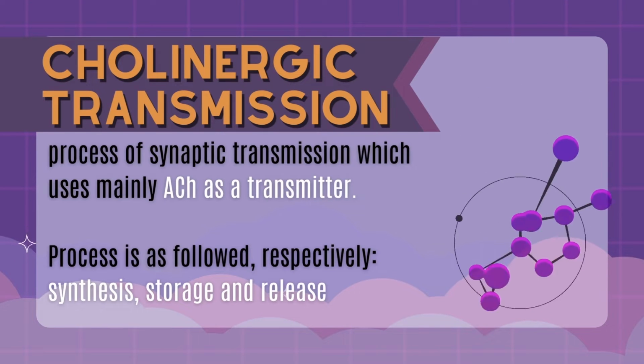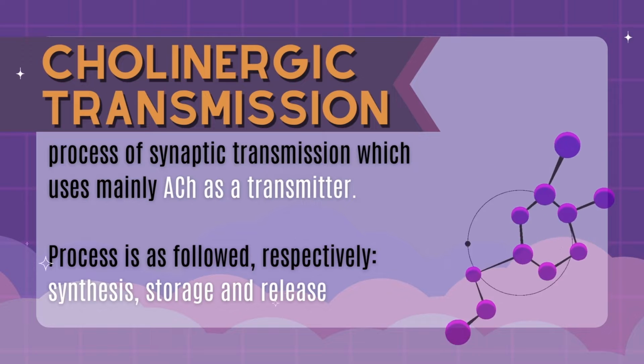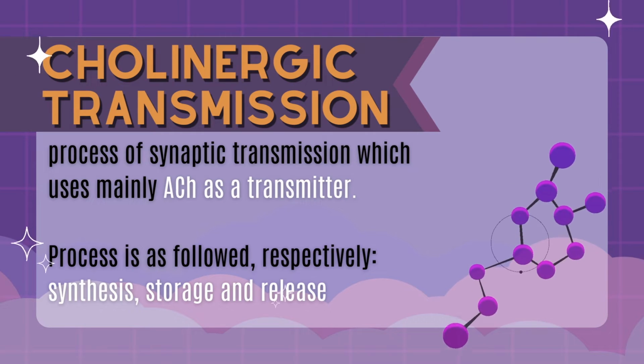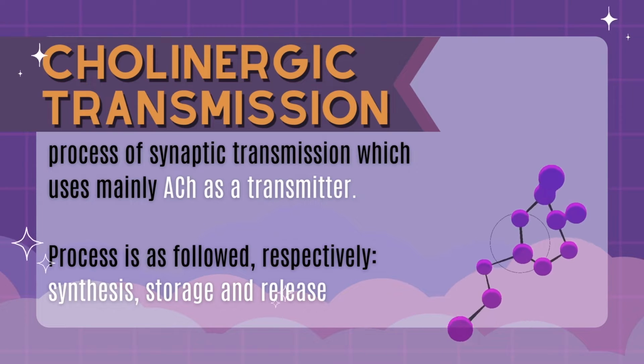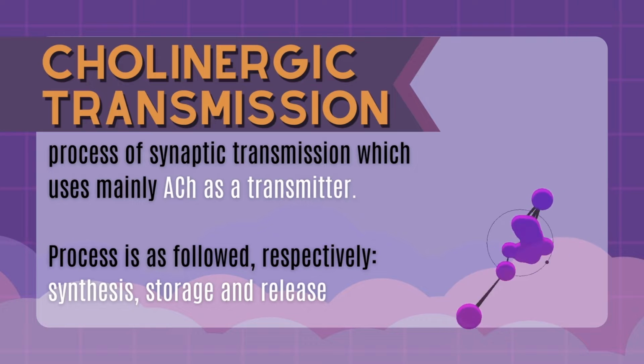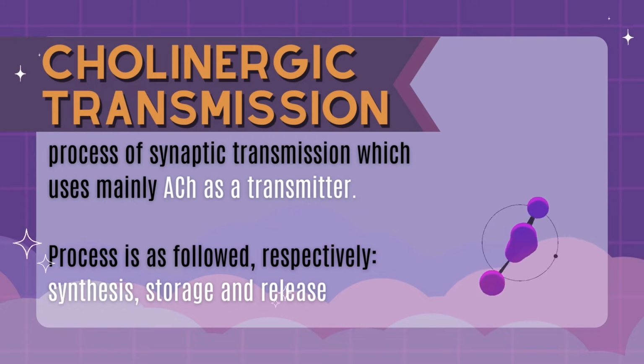Now to the main topic, cholinergic transmission. It is defined as the process of synaptic transmission which uses mainly acetylcholine as a transmitter. In cholinergic transmission, the flow of the processes is the following: synthesis, storage, and release, respectively.